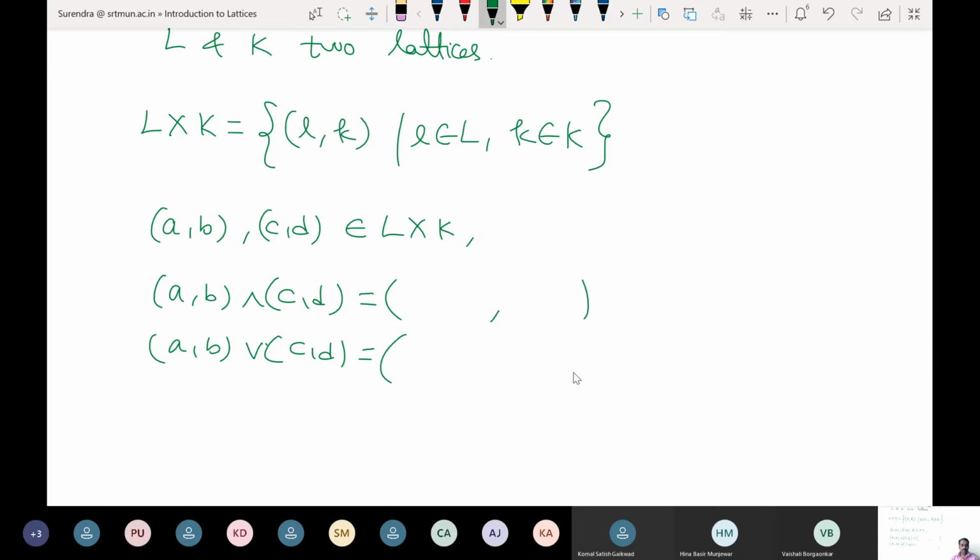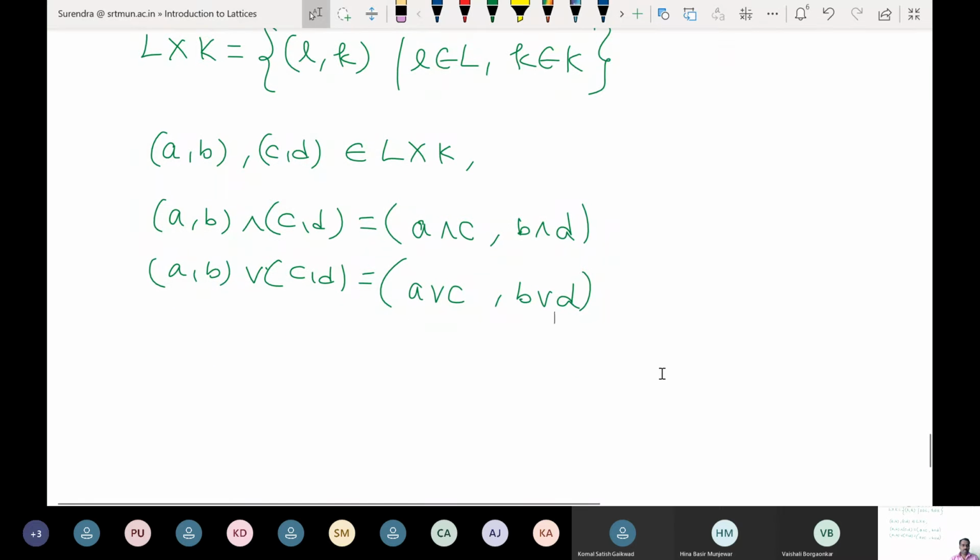It should be a tuple. How can we define it? Because a and c are from where? a and c are from L. So I can talk about a meet c here. Similarly, b meet d. Then a meet c is an element of L, and b meet d is an element of K. Right? Similarly, you can define the join. So what we are doing here is coordinate-wise meet and coordinate-wise join.